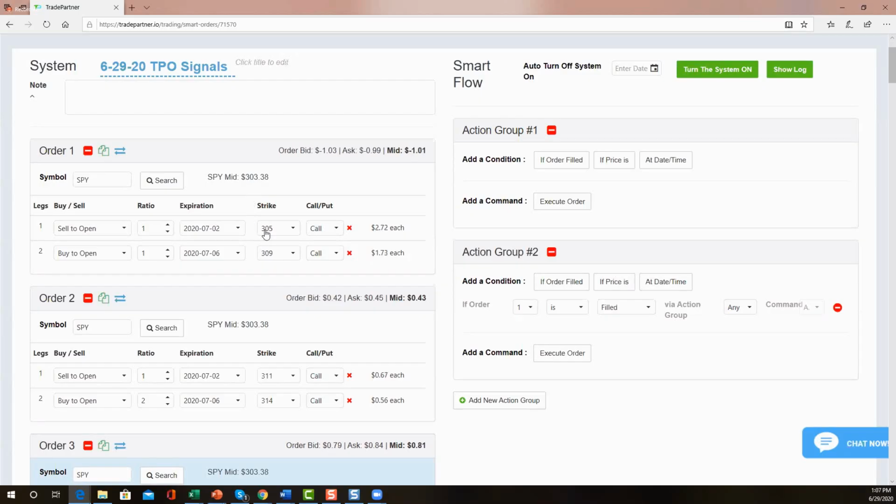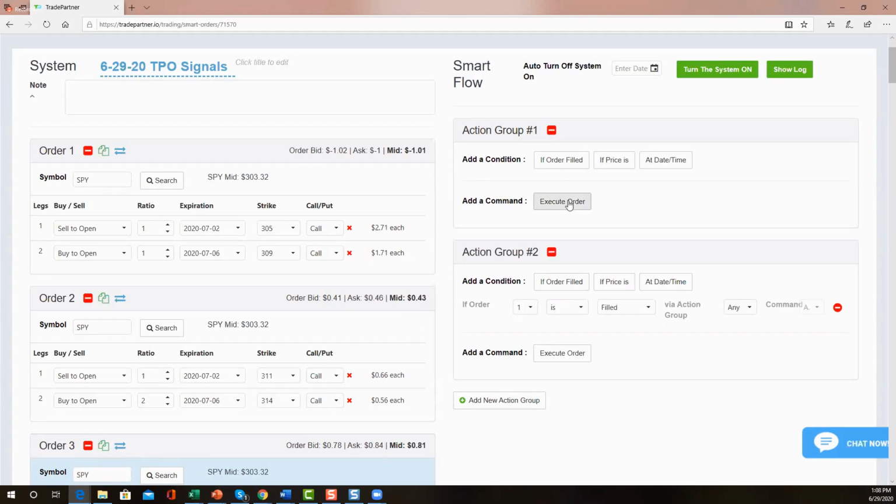The absolute minimum break even is 306, and we're at 303.38, right? Because of the credit, it's going to be much further than 306, because there's still going to be value on this 309 since it's a 7/6 expiration. Okay, bearish neutral trade. Here's the bullish trade, and it's a 1-2 lot. A short 311, 7/2, and long 2, 7/6 expiration 314 calls. Total debit here is trading at 43 cents.